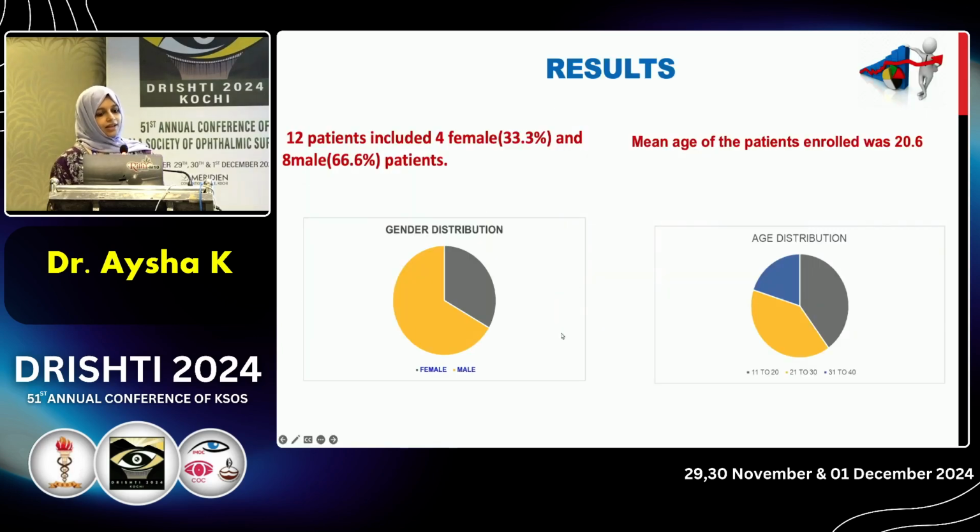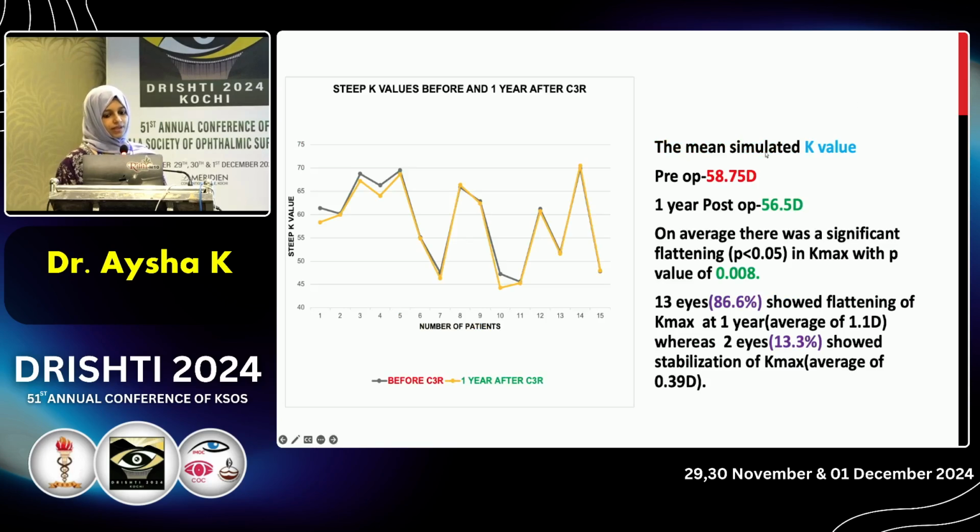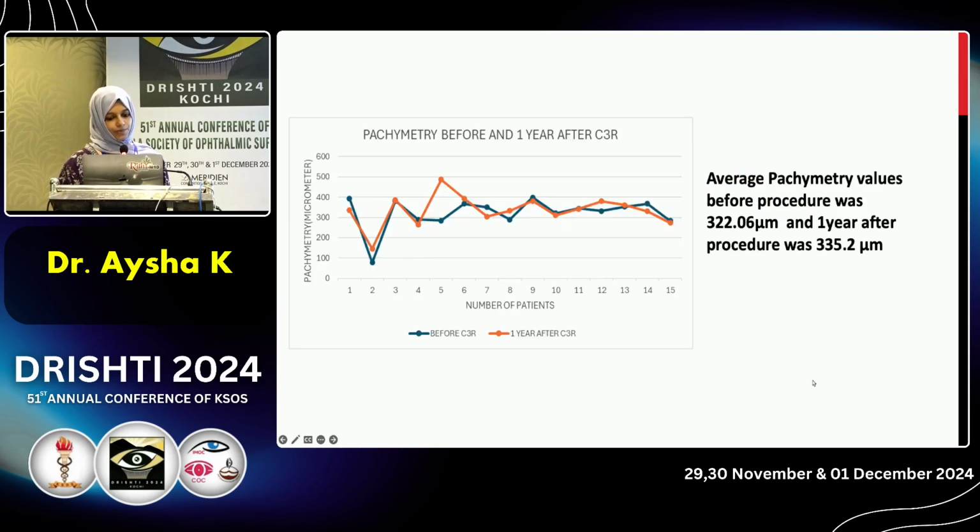Coming to results, 12 patients were included, 4 females and 8 males, and the mean age of the patients enrolled was 20.6. The mean simulated K value pre-operatively was 58.75 diopter, and 1 year post-op was 56.5 diopter. On average, there was a significant flattening in Kmax with a p-value of 0.008. 13 eyes, that is around 86%, showed flattening of Kmax at 1 year, and 2 eyes, that is 13.3%, showed stabilization of Kmax value.